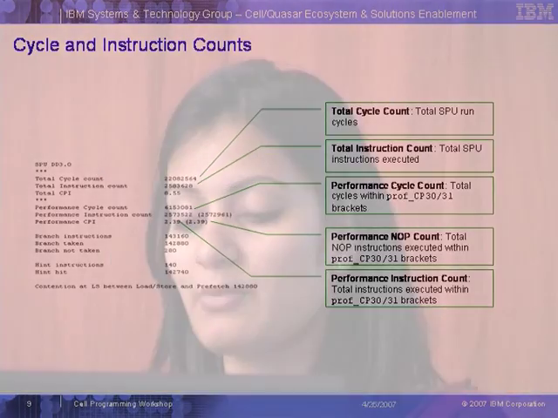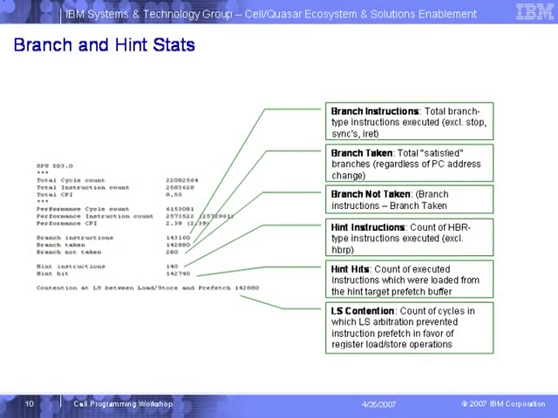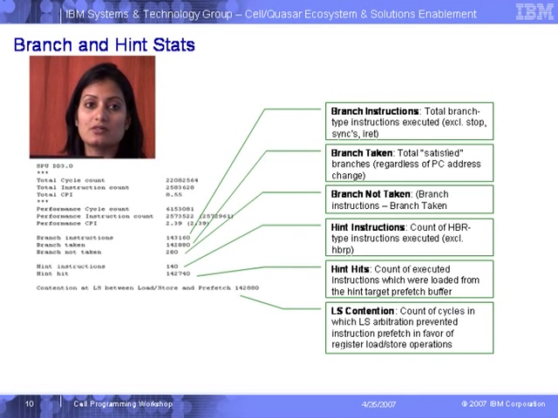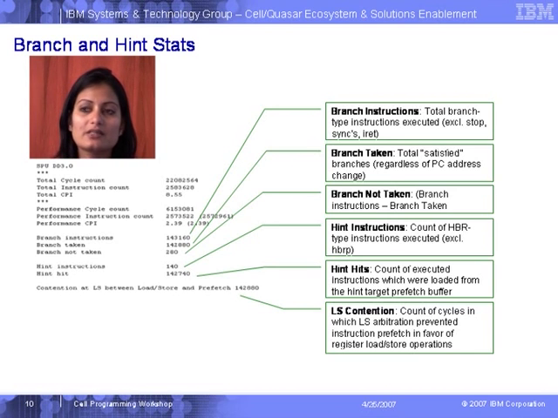And then you can also get performance no-op count, and performance instruction count. You can also get branch and hint statistics. So you have all these; the total number of branch instructions is 143,000. So you have taken these many branches. No wonder the cycle count over here is so high, 8.55. Branch not taken is 280. So you can get all these statistics that determine the nature of your code.